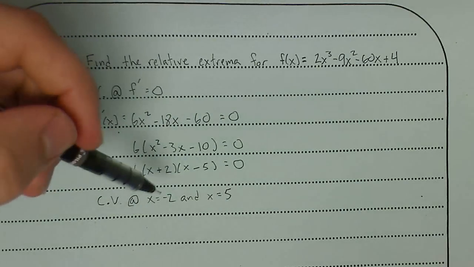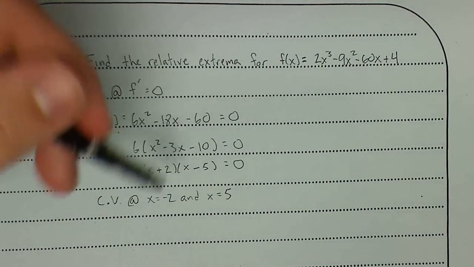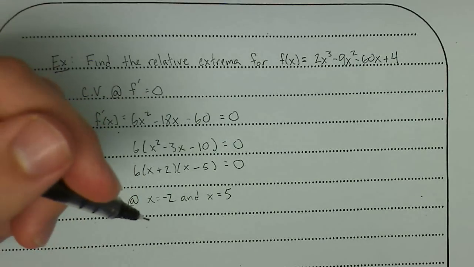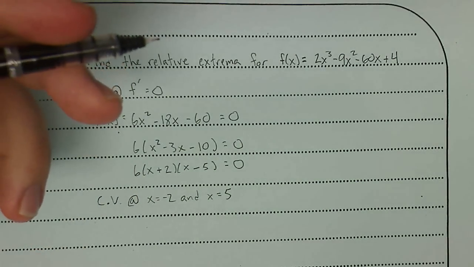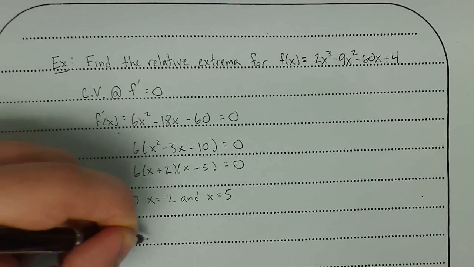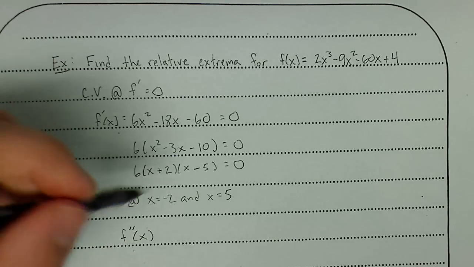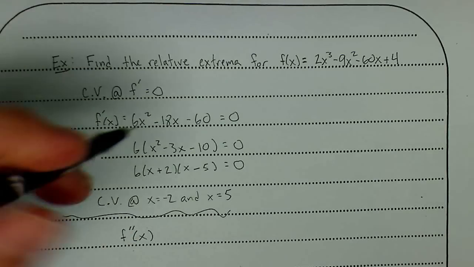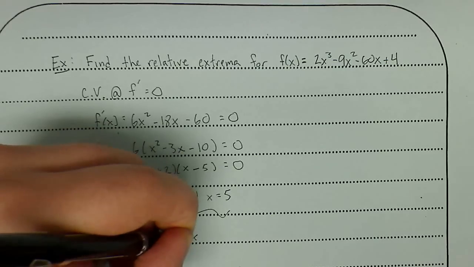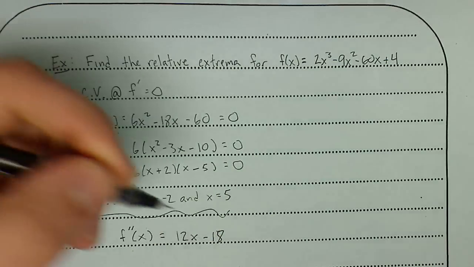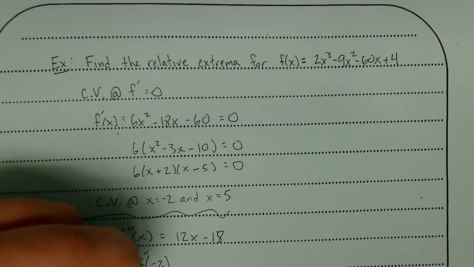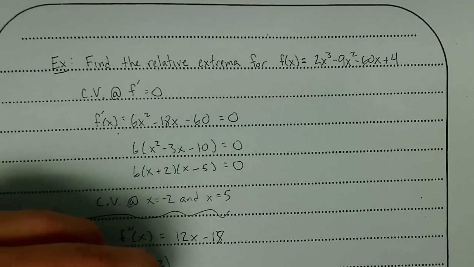Problem is, I don't know which of these are a max and which are a min, if any. So here you could use one of two tests. You could use the first derivative test, or what I would prefer is the second derivative test, which is a little quicker. So for the second derivative test, we'll find the second derivative of f, which would be 12x minus 18, and then we'll just directly find the second derivative at these two places.